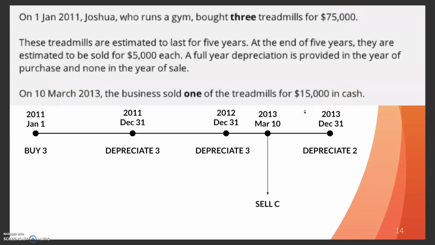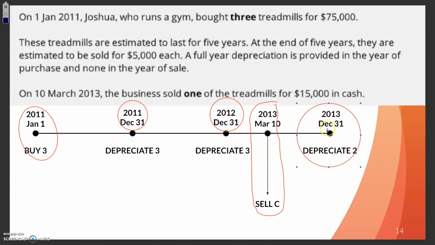Again, we draw the timeline where we indicate the purchase date and the selling date. Here you can see that between the purchase date and the selling date, all 3 treadmills were being depreciated 2 times. First in 2011 and second in 2012. On 10 March when it is being sold, one of them will be sold off, whereas the other 2 will continue to be used and be depreciated at the end of year 3.